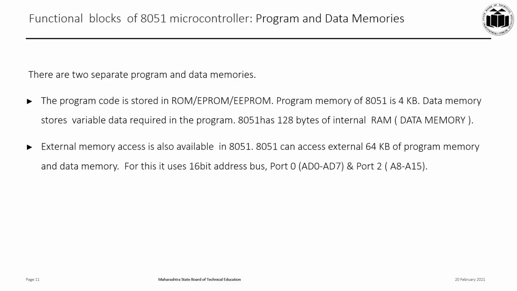The external memory access is also available in 8051, and 8051 can access 64 kilobytes of program memory as well as data memory. For this, it uses the 16-bit address bus. Port 0 provides the lower bit address which is from A0 to A7 and 8-bit data D0 to D7. This is called as address data multiplexing. Port 2 provides the upper bit address which is from A8 to A15.